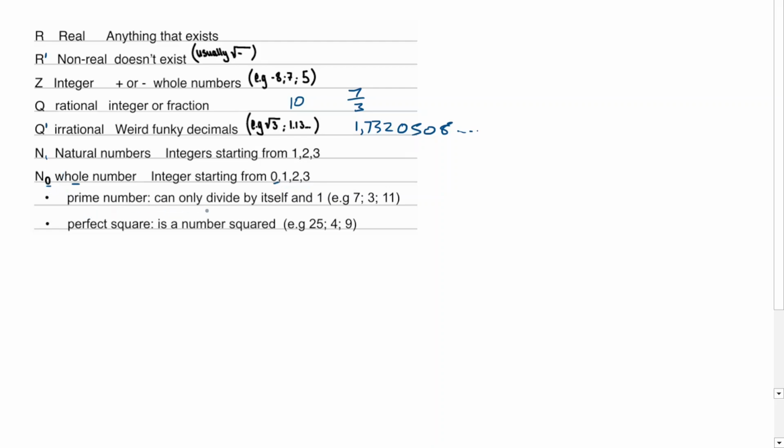Prime numbers are numbers that can only divide by itself and 1, like 7, 2, 3, 11, 13, 17. Anytime that you can't divide it by anything else, then it's a prime number. And the last one to go through today is just perfect squares. These are any numbers that can be squared. Perfect cubes would be the same idea, numbers that are cubed, like 2 cubed is 8, 3 cubed is 27, 4 cubed is 64, and so on.